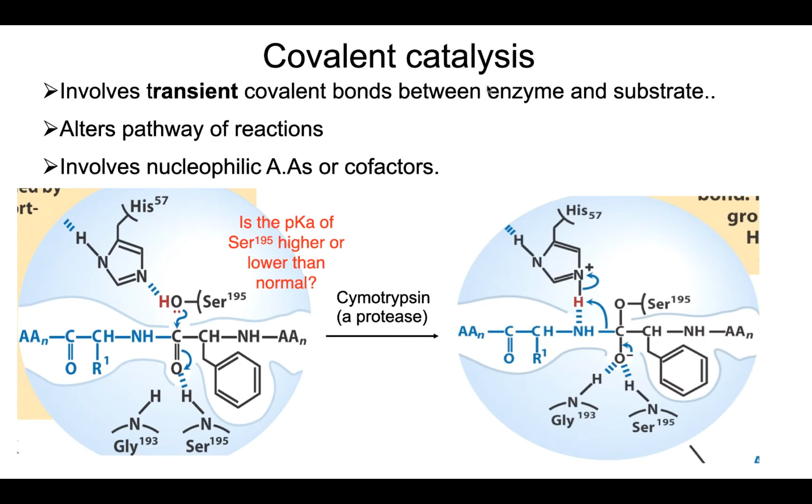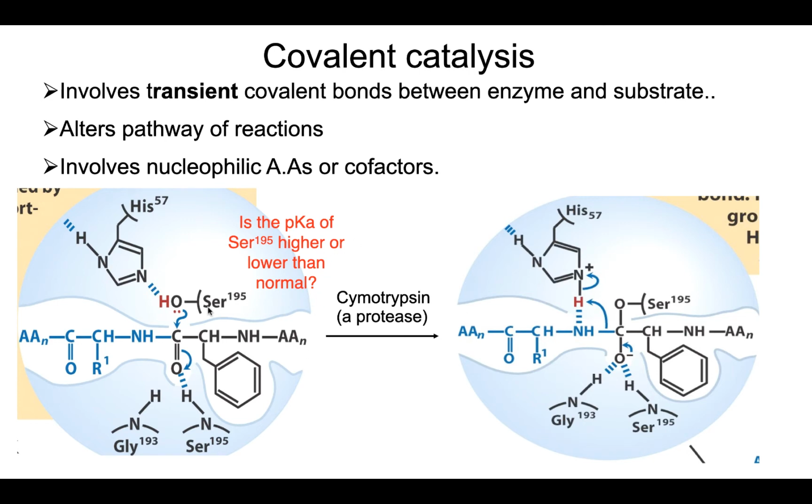Covalent catalysis is next, and what happens here is that there are transient covalent bonds between the enzyme and the substrate. Obviously these covalent bonds that are formed must then be broken, because an enzyme has to end the reaction in the same state that it began. So let's take a look at an example.